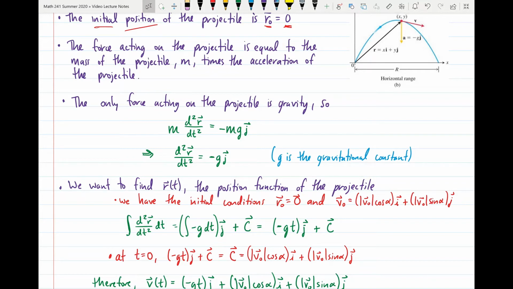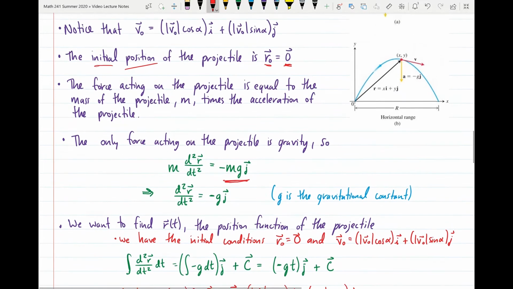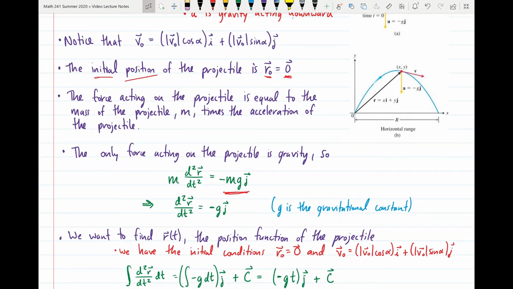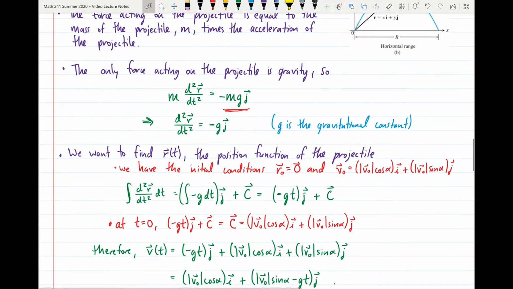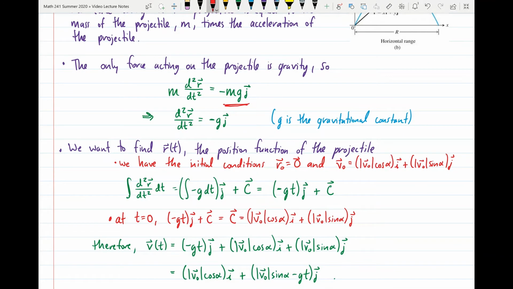So because that is the case, Newton's second law tells us that the mass of our projectile times the acceleration of our projectile, which is the second derivative of the position function of our projectile, is going to equal negative mg in the j direction. So that's going down. And that's because the only force acting on our projectile is gravity. And of course we can divide both sides of this equation by m, and we end up finding that the acceleration of our projectile is equal to minus g in the j direction. So I haven't said it yet, but g is just the gravitational constant, so we can treat it as a constant for the rest of our calculations here.